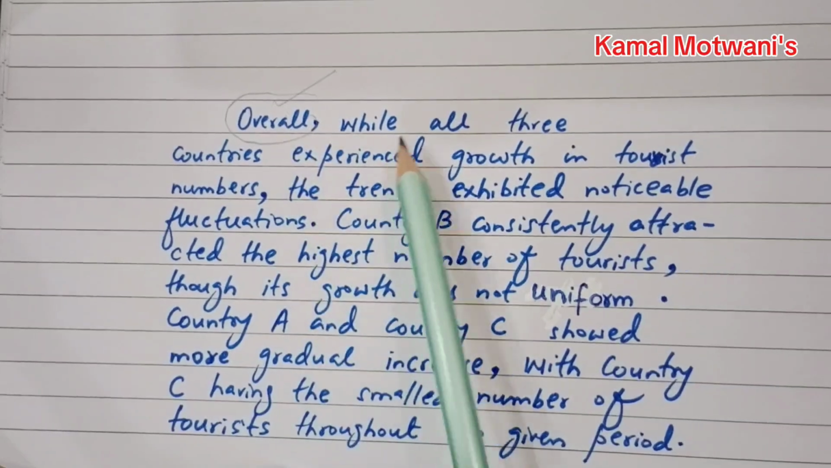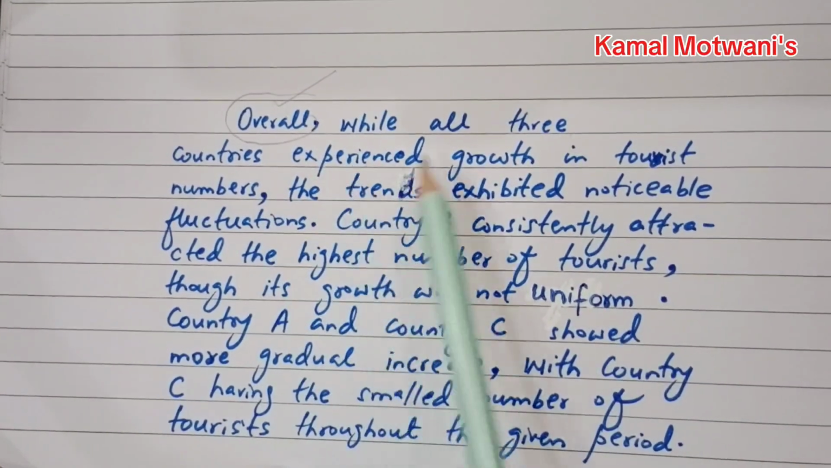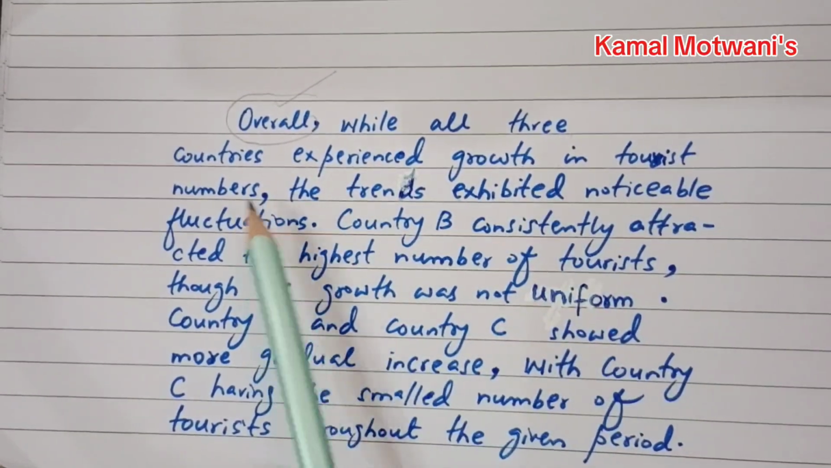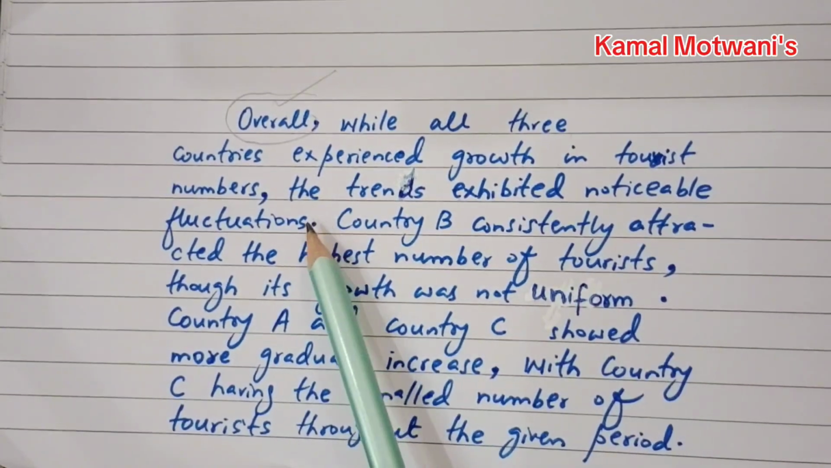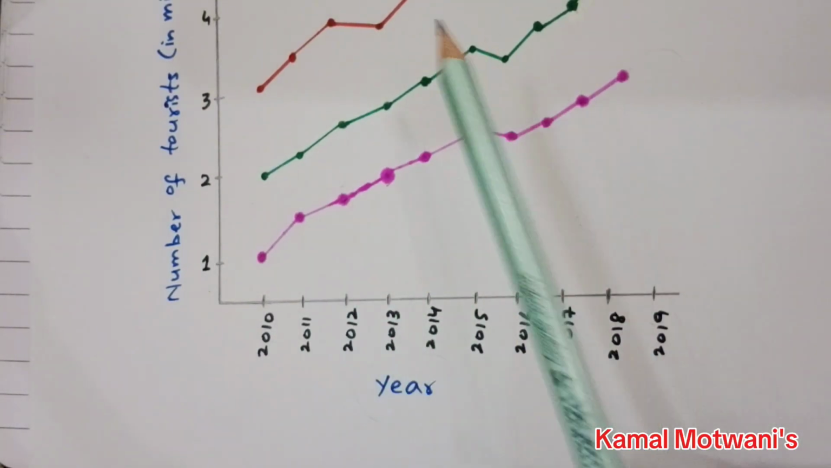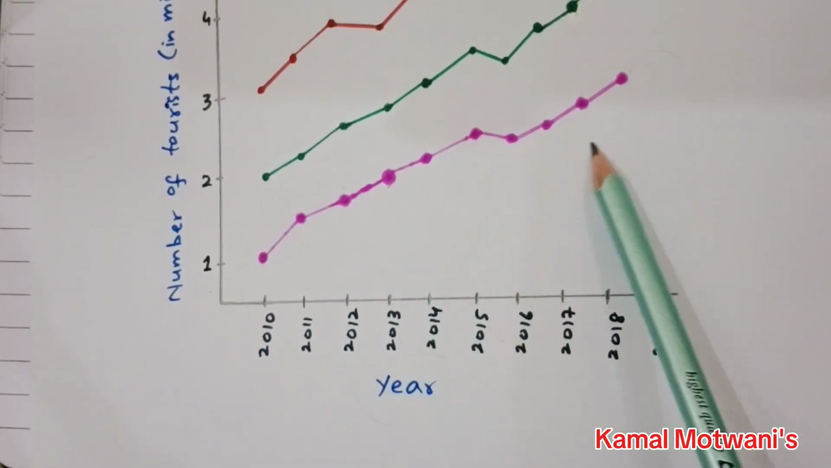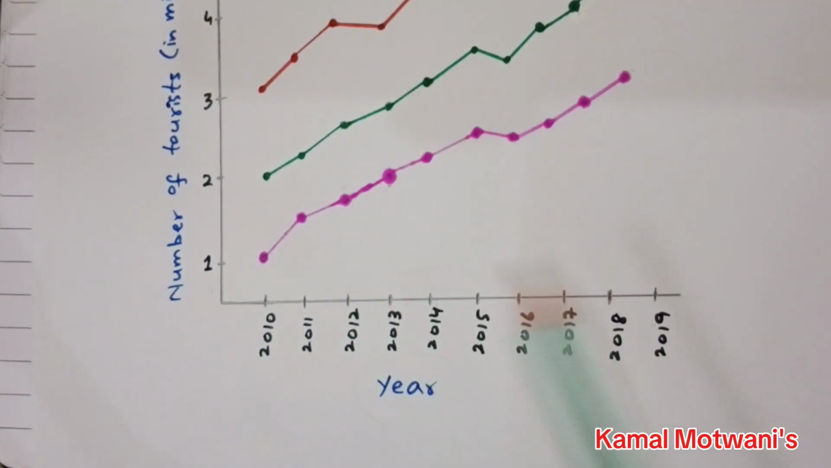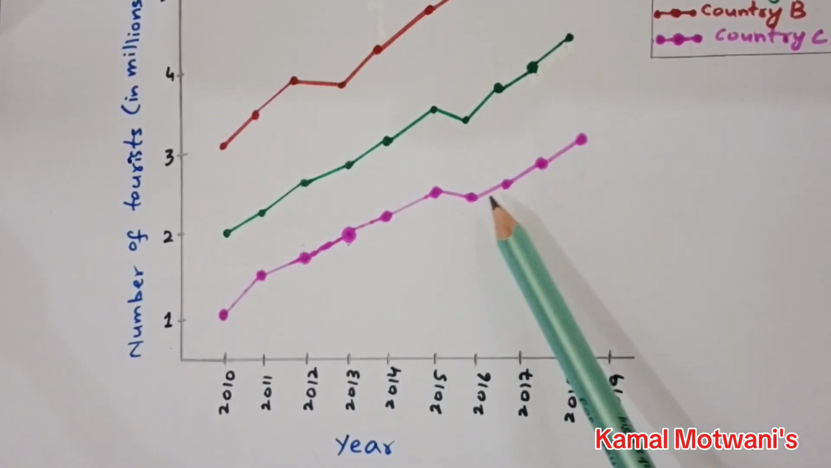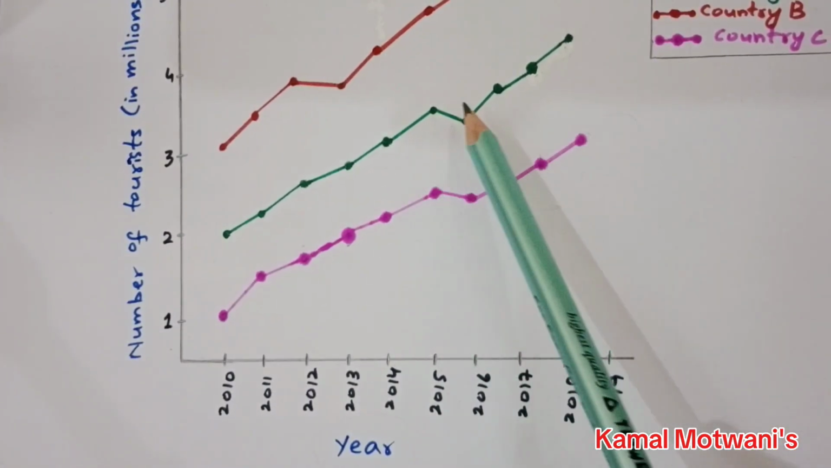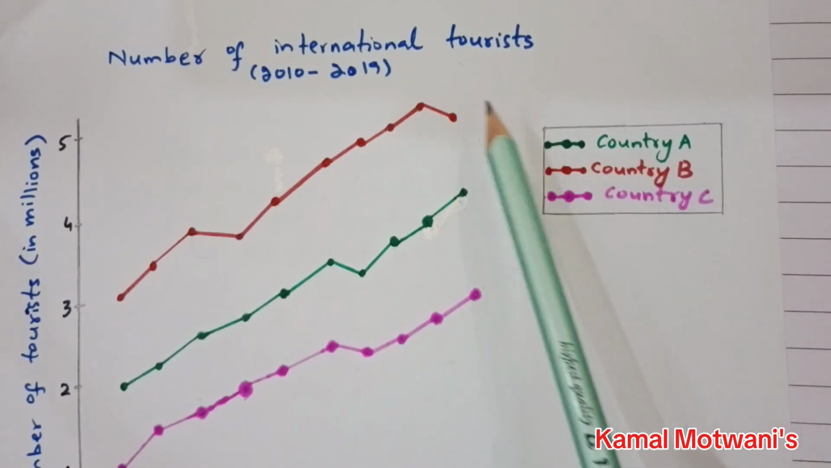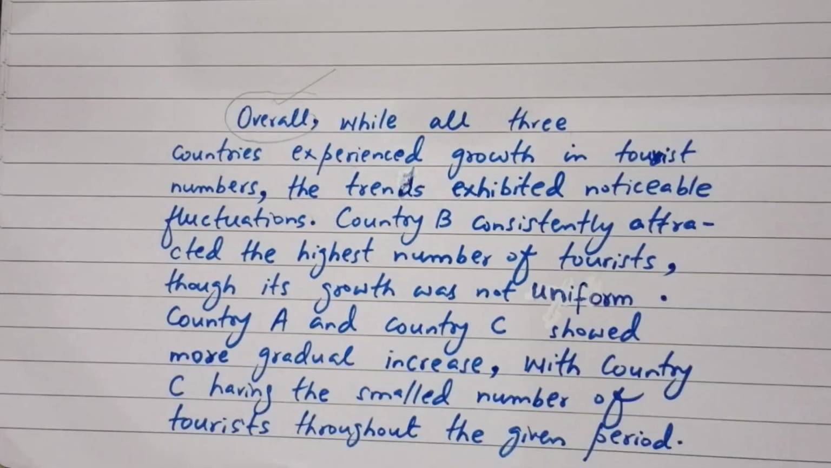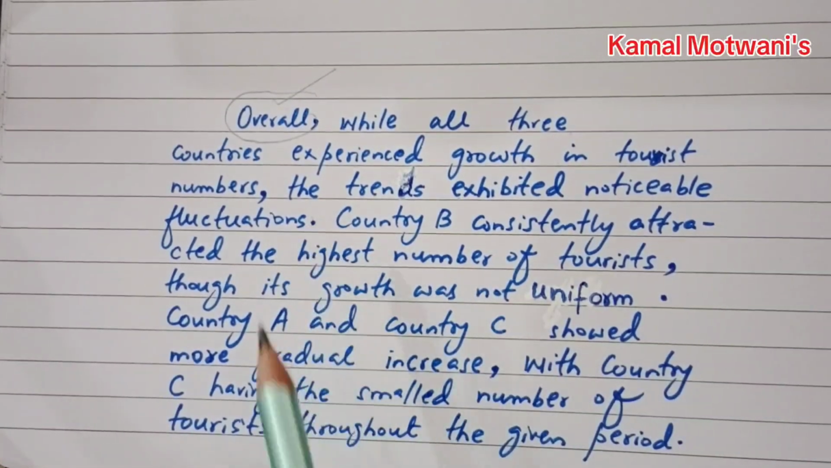Overall, while all three countries experienced growth in tourist numbers, the trends exhibited noticeable fluctuations. Now see, all three countries have witnessed an upward trend. However, there are some fluctuations. Here is a fluctuation, here is a fluctuation, and here is a fluctuation. So that's what I have written in the first line.